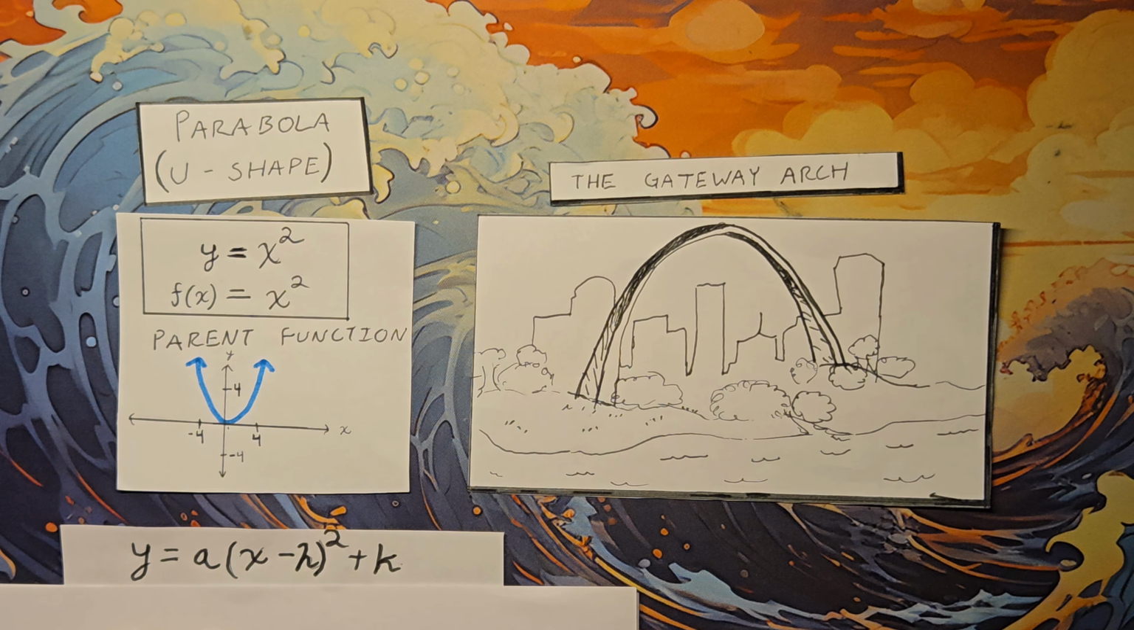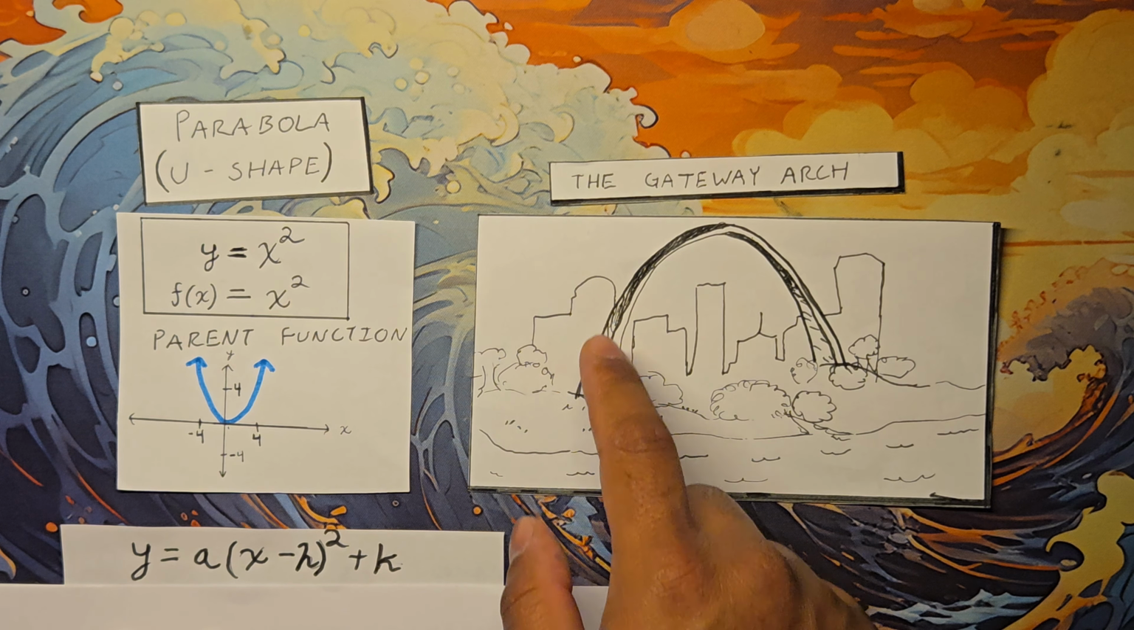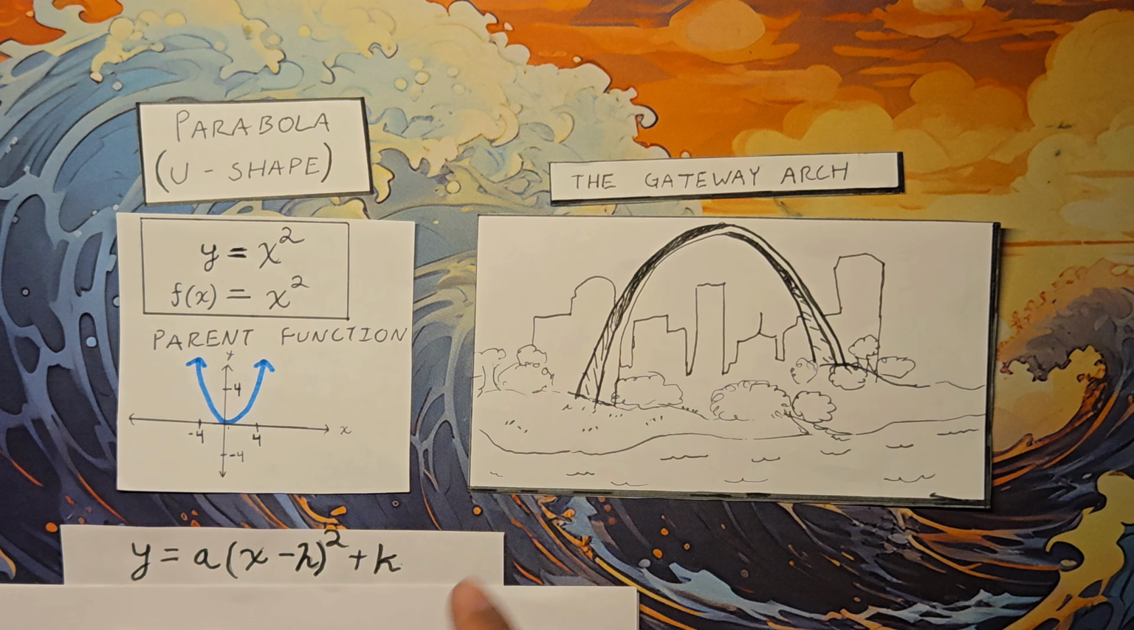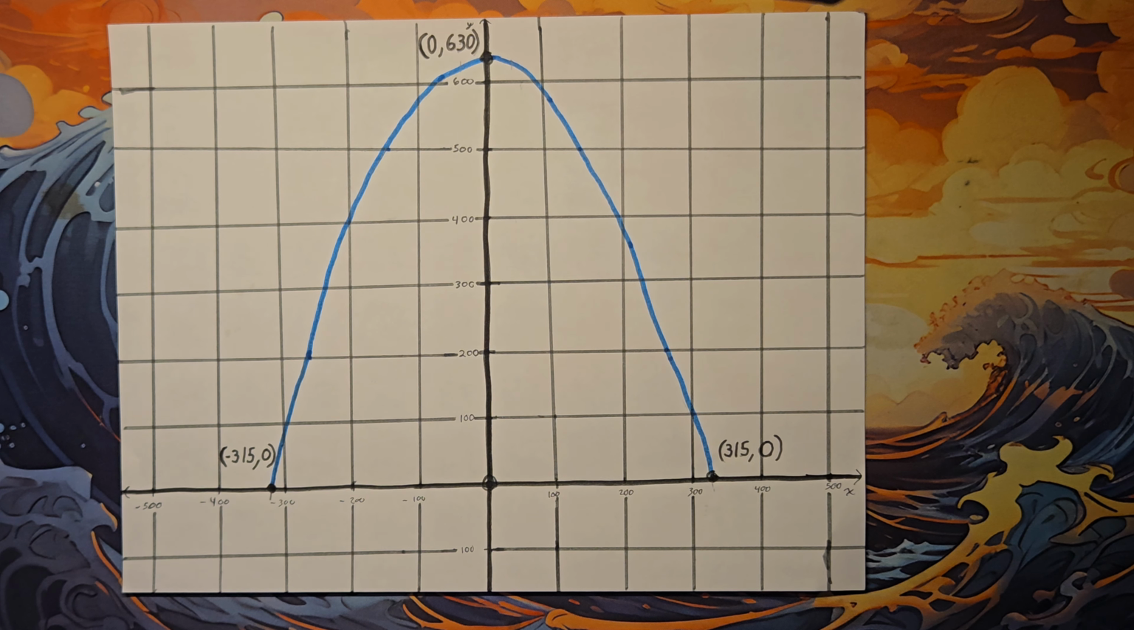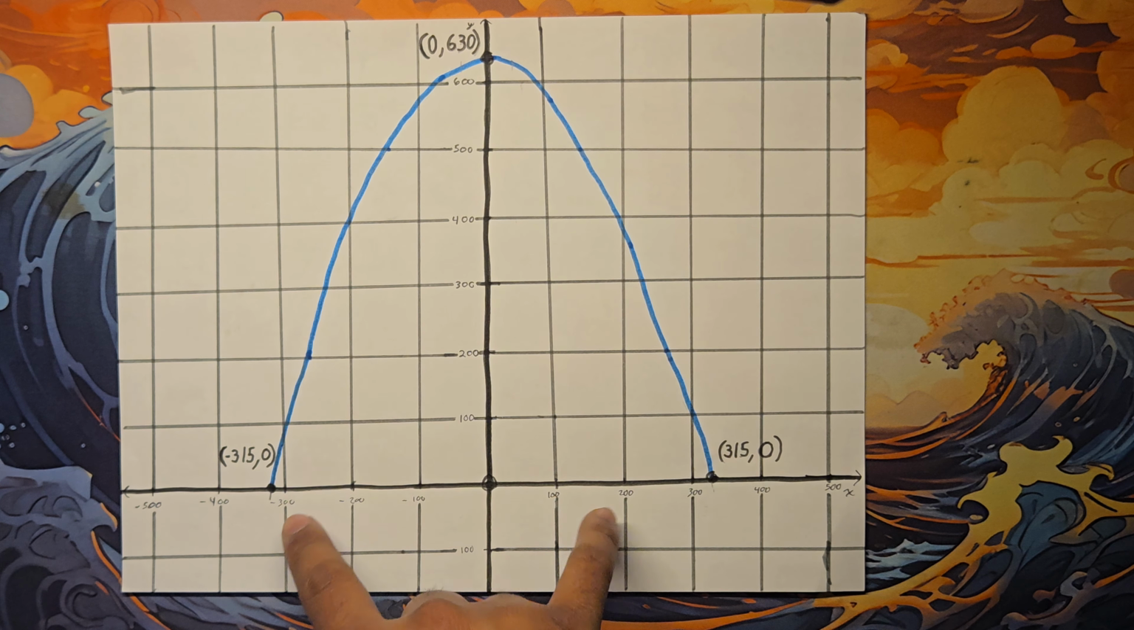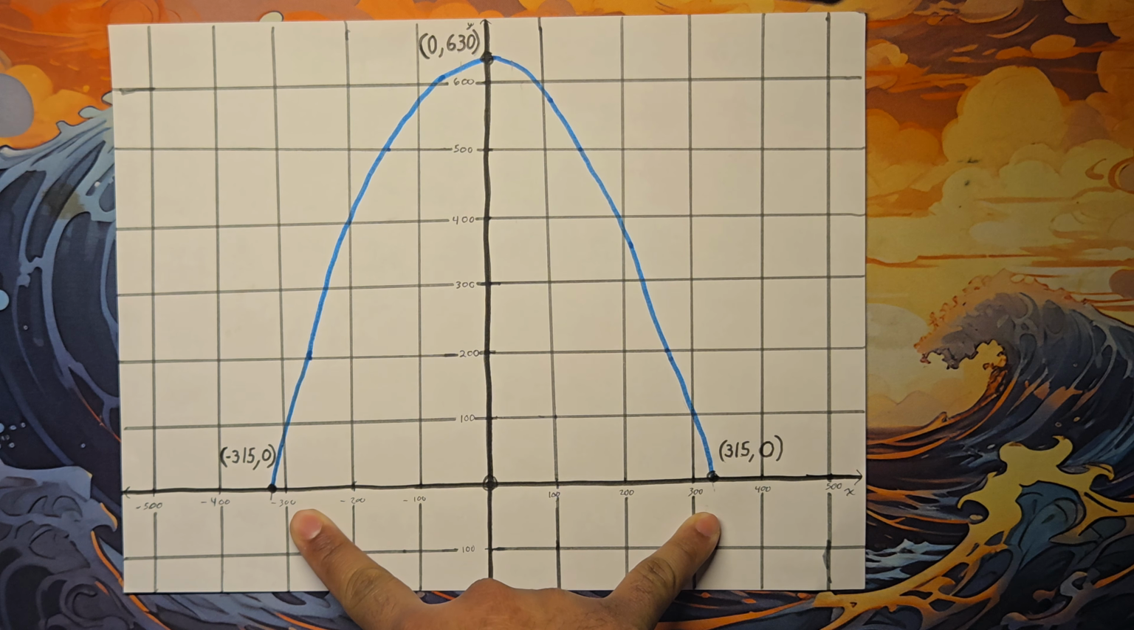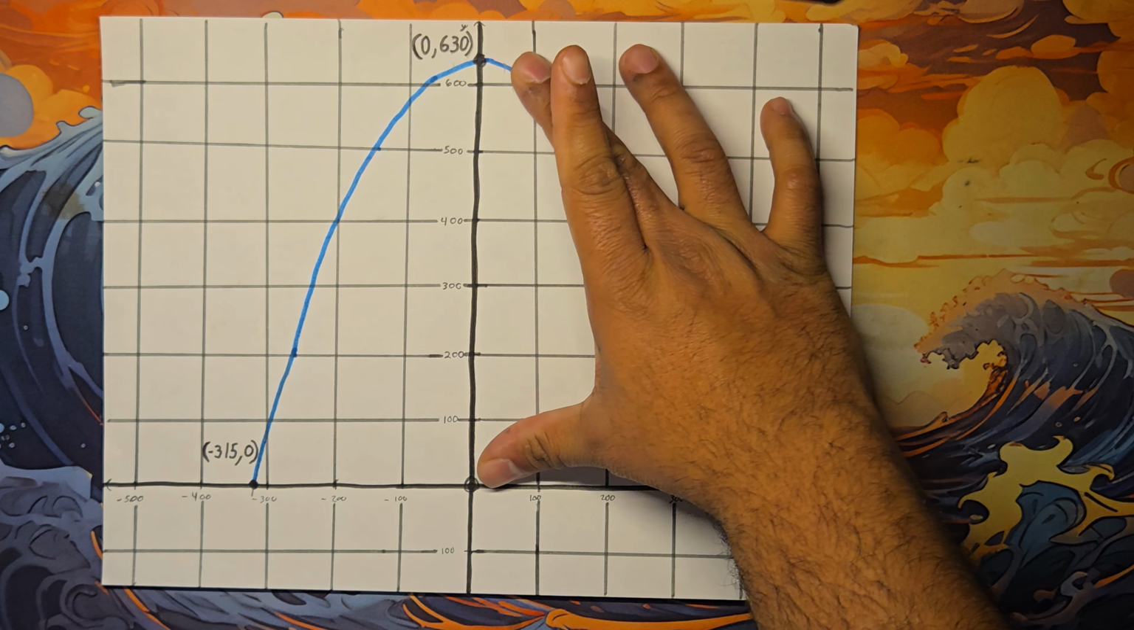I'll show you how I turned this parent function into one that will approximate the size and shape of the Gateway Arch. Since I know the arch is 630 feet tall and 630 feet wide, I could determine what its graphing form looks like. By making this illustration here, I can determine that this looks close to my Gateway Arch. It is 630 feet wide and also 630 feet tall.